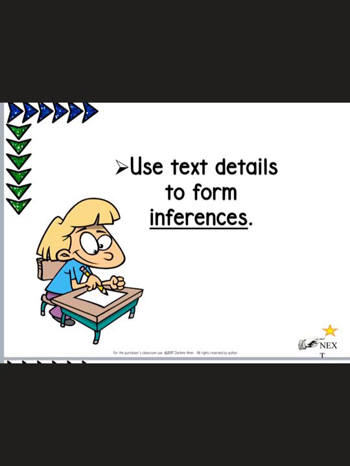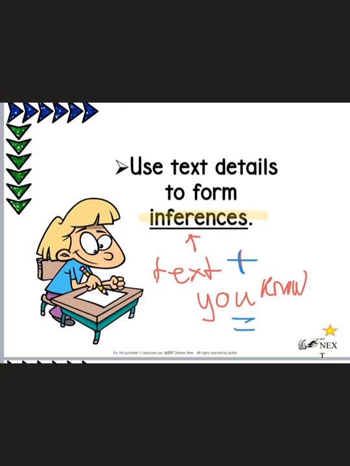Use the text details to form inferences. Remember what an inference is? An inference is taking what the text says, adding what you already know, and that makes an inference.